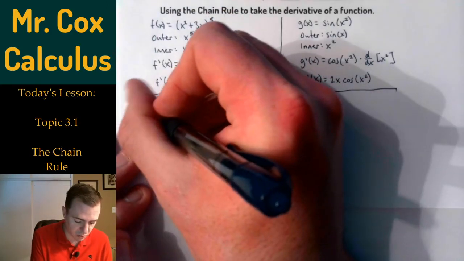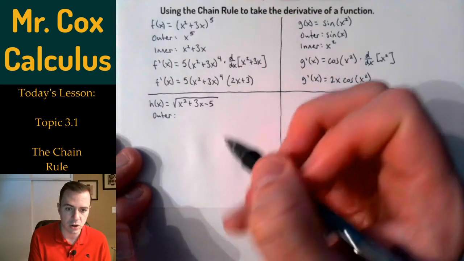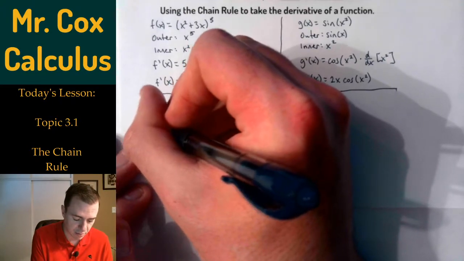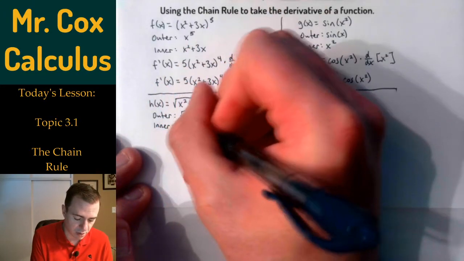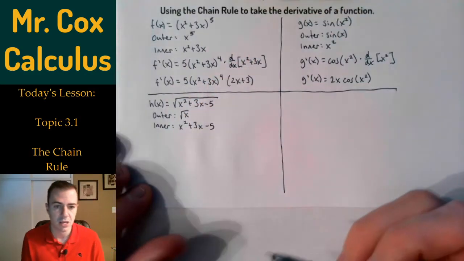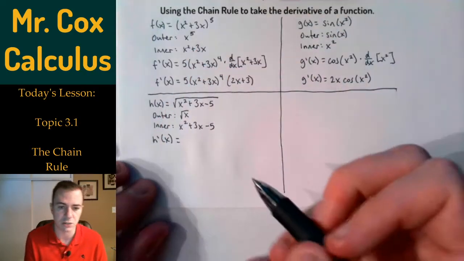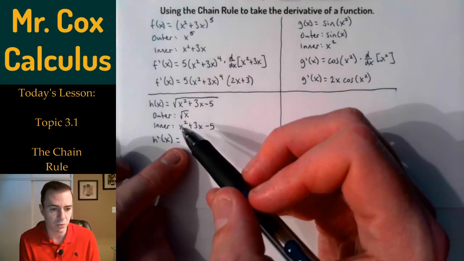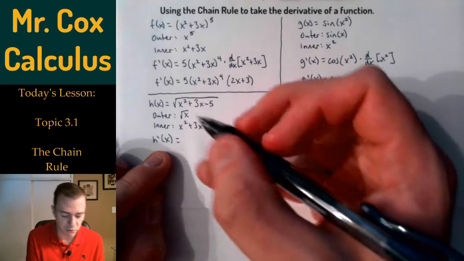It is the square root function that's acting on the trinomial here. So my outer function is just the square root of x. My inner function is x squared plus 3x minus 5. So when I go to find h prime of x, the derivative of h with respect to x, it's the derivative of the outer function. Hopefully you'll recall the derivative of the square root of x is 1 over 2 square roots of x.